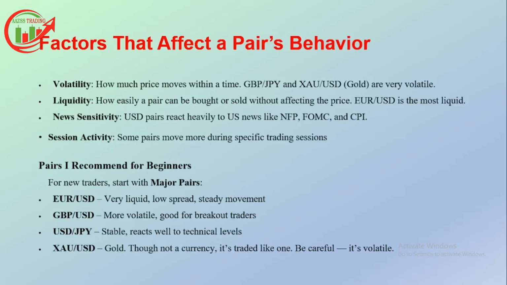So let's move on. What are the factors that affect pair behavior? The first one is volatility. Volatility is how much price moves within time. For example, GBP/JPY and gold, right? XAUUSD is gold. Please take note of that. They are very, very volatile, right? How much price moves within time: move faster, move longer, slow movement. You understand? So within time.